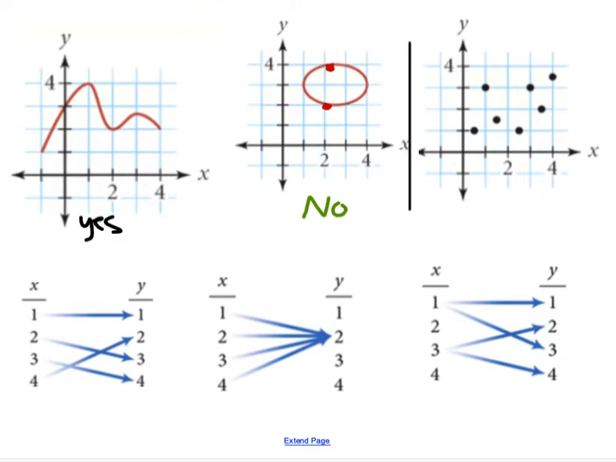How about this guy, these discrete set of points? Well, that only hits once, once. So I would say absolutely yes, we have a function there. For each x value, there's at most one y.